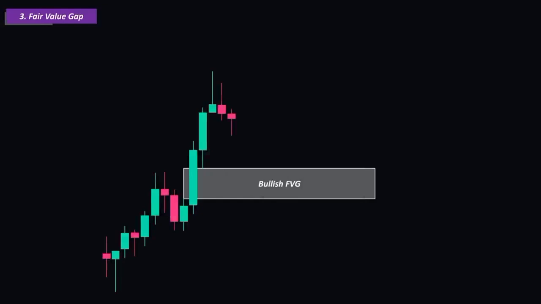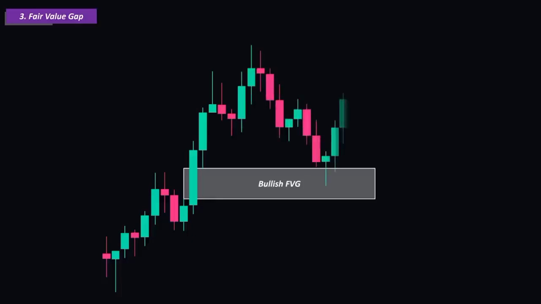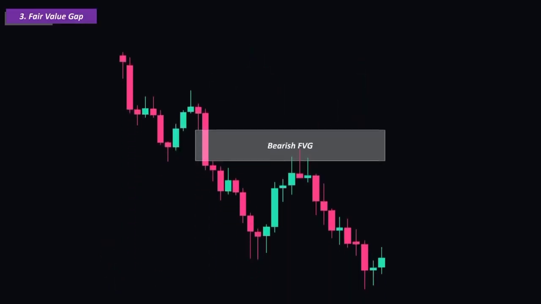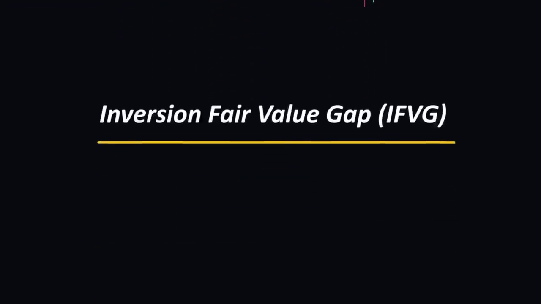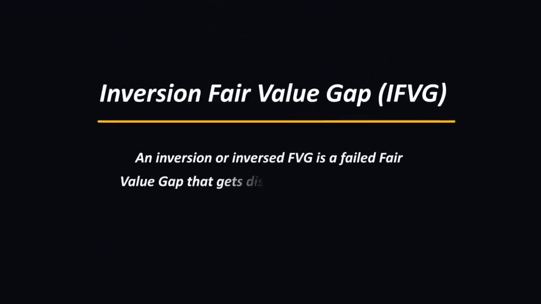Fair value gap. A bullish fair value gap is a space between the upper wick of the first candle and the lower wick of the third candle in a three-candle sequence. It shows a buy-side imbalance, where buying pressure strongly outweighs selling pressure, causing this gap in price movement. Traders often see this gap as an area of interest and use it as a demand zone to go long. The same concept applies to the bearish gap. Inversion fair value gap. An inversion fair value gap is a failed gap that gets disrespected by the market.